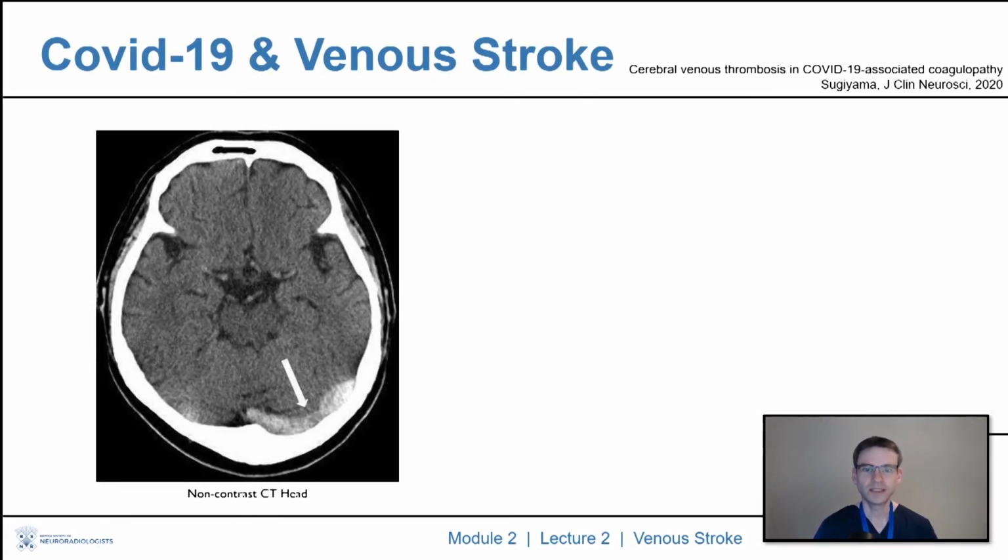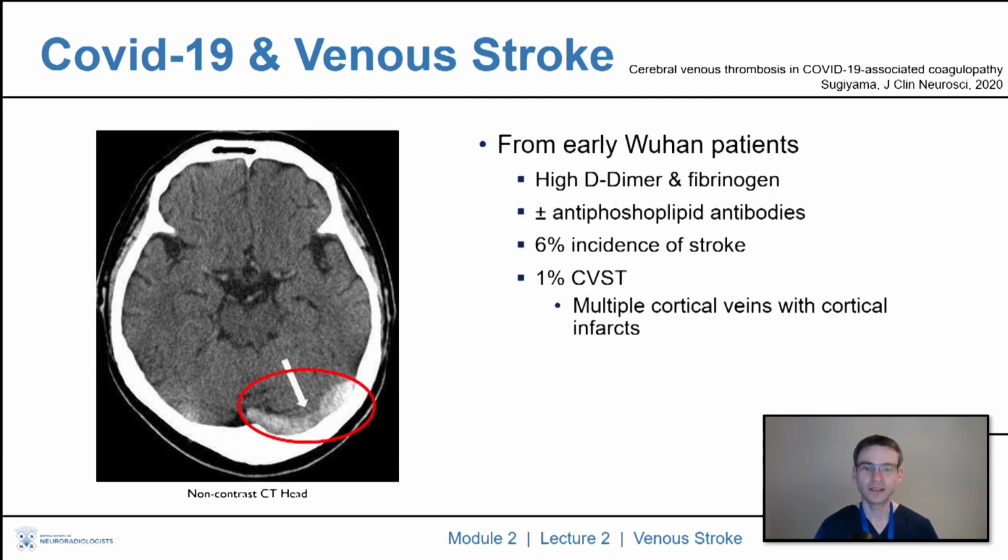Just one word on COVID-19 and venous stroke. We've all seen lots of COVID at different times of the year, depending on where you work. But it was described pretty early on from the patients in Wuhan that they had a high D-dimer and fibrinogen, antiphospholipid antibodies in some patients, as well as thrombus in the deep veins of the leg and pulmonary embolus. These patients had arterial stroke, and in 1%, cerebral venous sinus thrombosis was reported, and that could be in multiple cortical veins with associated infarcts.